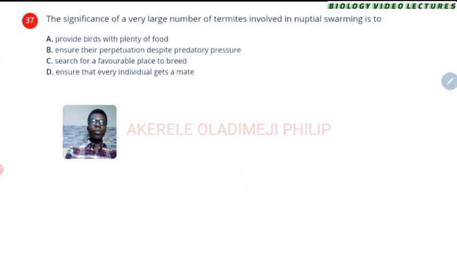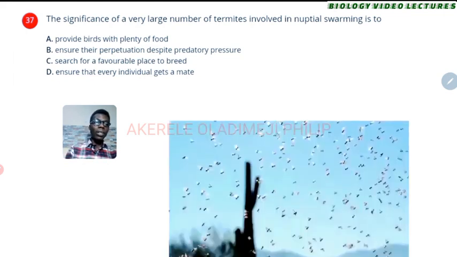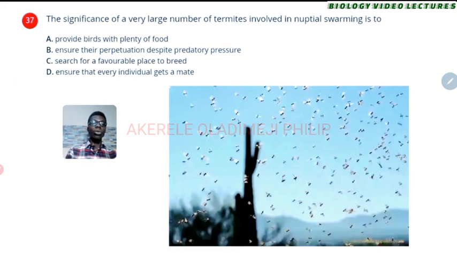Then the significance of a very large number of termites involved in nuptial flight is to. Like you have it here. I think I did that in one of the years too. This is nuptial flight, like a wedding flight. Provide birds with plenty food, no. Ensure their perpetuation despite predatory pressure, no. Okay, yes. Then search for a favorable place to breed and ensure that every individual gets a mate. Well, it's to ensure that they become, what's it called?